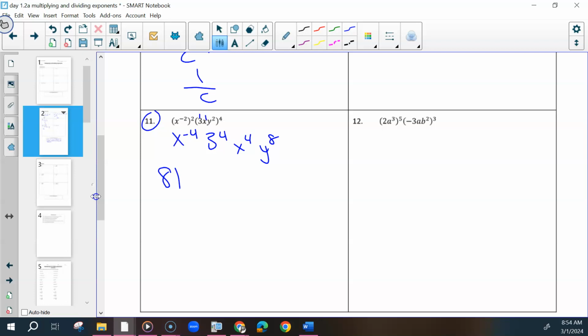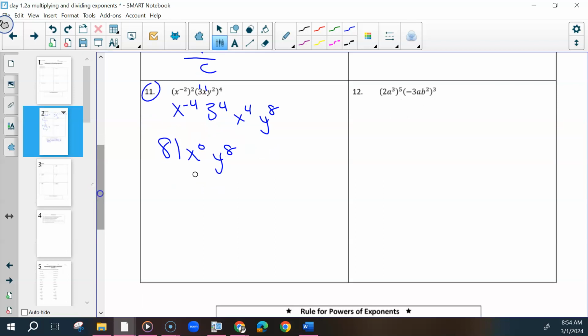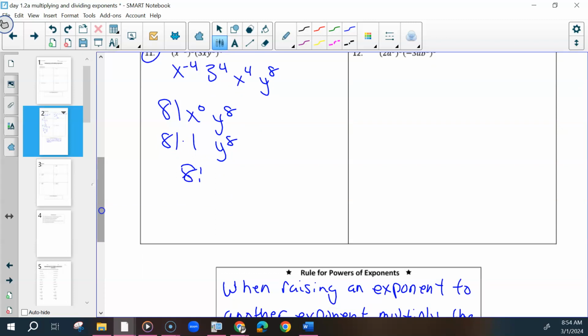Add them. So negative 4 plus 4 would give us 0. So I'm going to put x to the 0 just for now so we see what happens. And then y to the 8th would stay the same. And then anything to the 0 power is 1. So that means your x disappears. And really this is just 81 y to the 8th. Sometimes your variables and numbers may disappear by accident, so be careful.